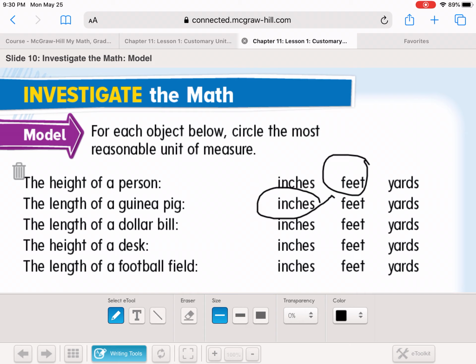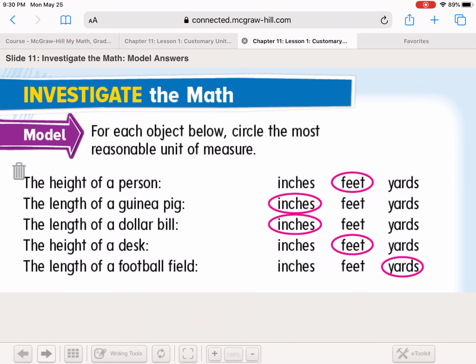How about a dollar bill? It's pretty small. You do that in inches too. The height of a desk. That one would be feet or yards. Okay, so I would say feet for that. The length of a football field. Definitely yards. And no, I do not know how many yards a football field is. I'm sure you guys do. Okay.